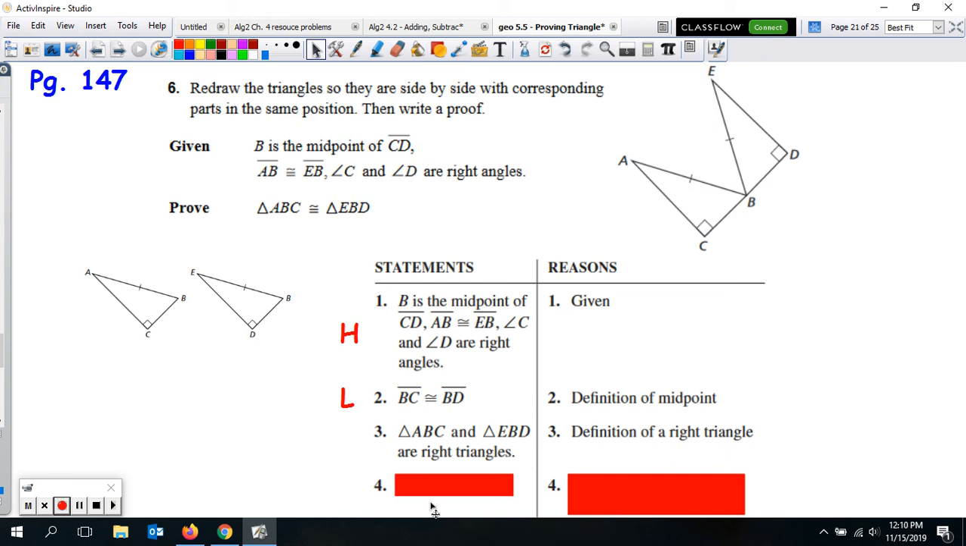And now we can say the prove part, and here's where we use the HL congruence theorem. That's the end. The HL congruence theorem is our reason for it, because we've found the hypotenuse and the leg both being congruent on a right triangle.